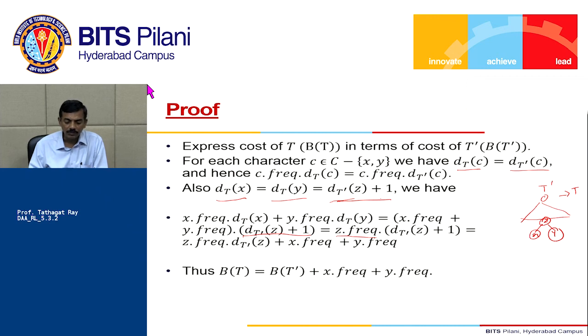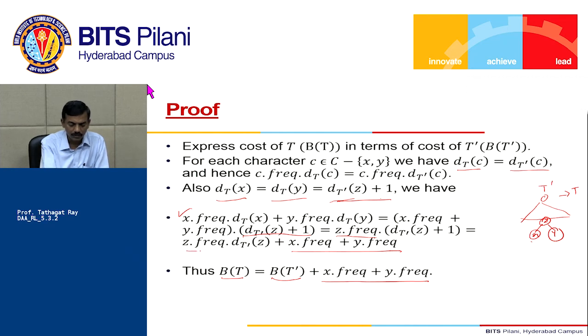So now immediately it comes out what the cost of B(T), this new tree which you created, is. The cost of B(T prime), because everything else remains same, only thing which I added is these two. So it is cost of z plus x plus y. The only thing which I added is frequency of x times d_T(x) plus frequency of y times d_T(y), which turns out to be nothing but frequency of z times d_T'(z) plus x frequency plus y frequency.